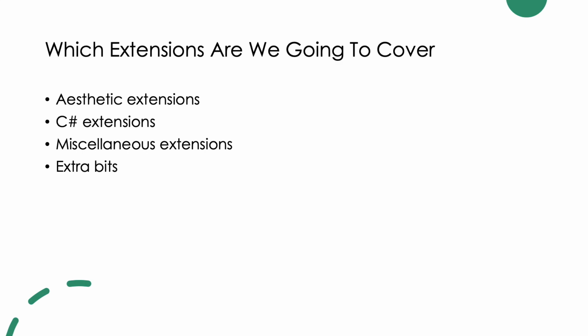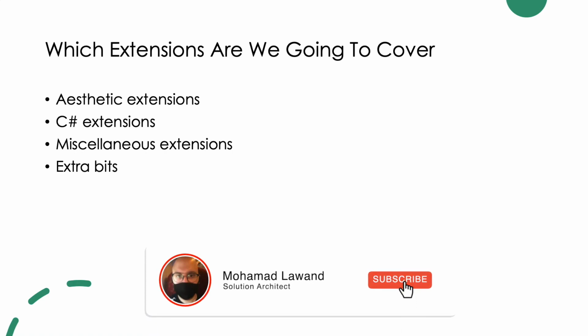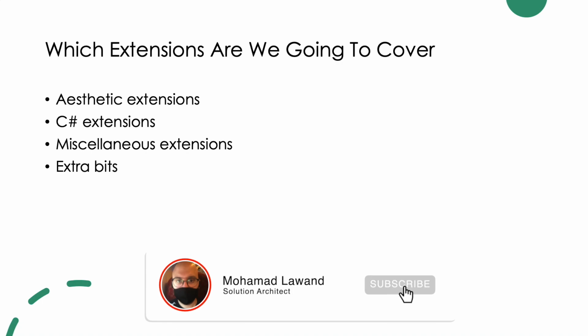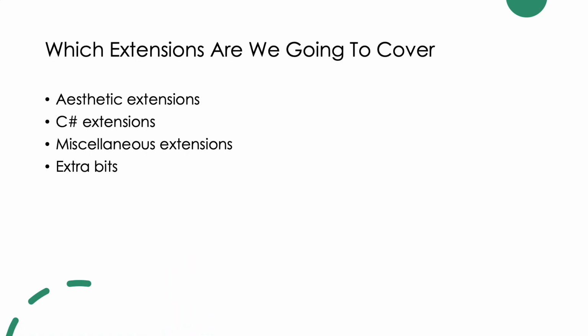We're gonna be covering 4 different aspects. The first one is gonna be some aesthetic extensions that's gonna change the look and feel of Visual Studio Code. The second one is gonna be some C# extension to bootstrap our .NET development. Thirdly is some miscellaneous extensions, and lastly some of the extra bits that I really like. So let's jump into it.